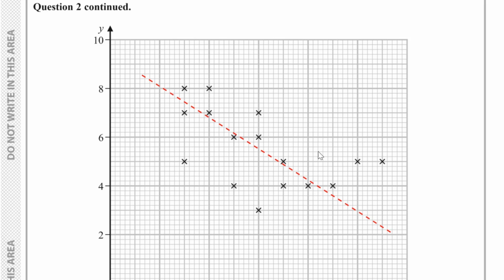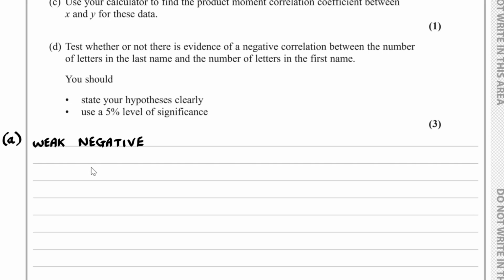However, these data points are not close to the line. So what we have for part A then is weak negative.